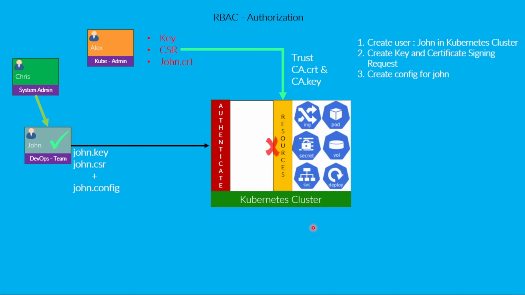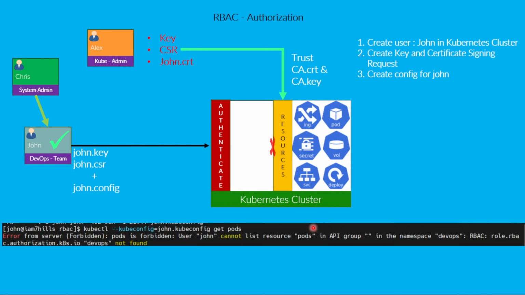So now John is successfully authenticated inside the Kubernetes cluster, but still John cannot access the resources inside it. When he tries to access any of the resources like pods, deployments, or replica sets, he will get an authorization error like this. So in order to access the resources, John has to get authorized.